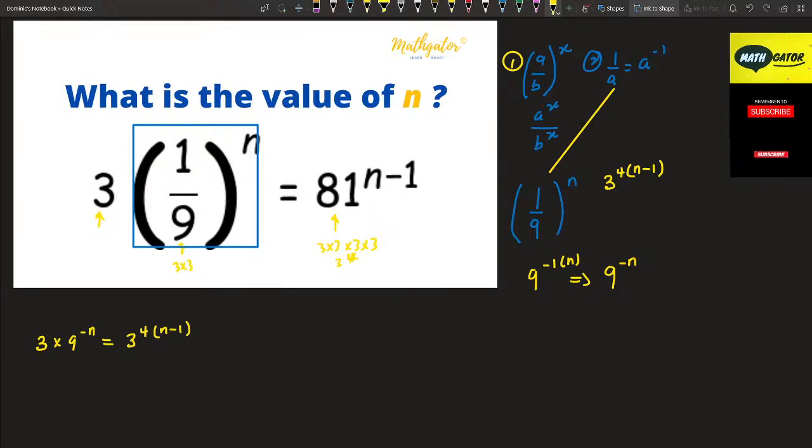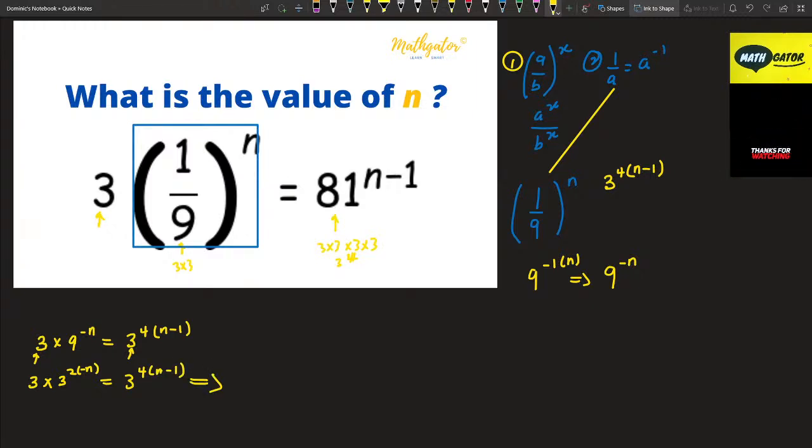Okay? So once you've established that, you realize that we have this base number, but the 9 is still there. So we have to change the 9 so that we can get it to look like the other base number. So this becomes 3 times, we multiply 3 to give us 9. So it is 3 raised to the power 2 into bracket minus n. We'll simplify that part soon. So 3 raised to the power 4 into bracket n minus 1.